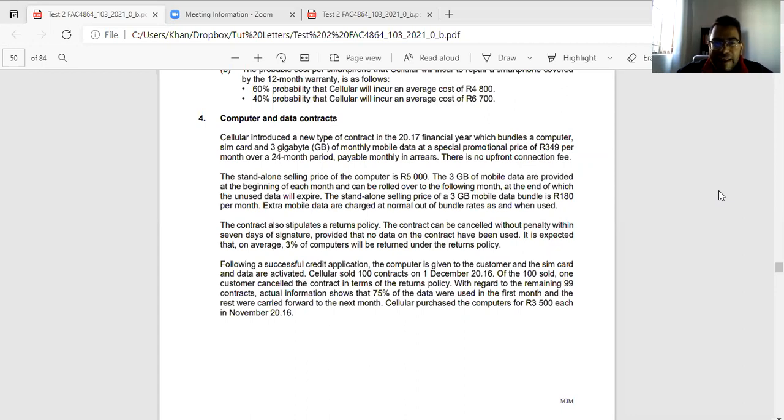So they say the 3 gigabytes of mobile data provided at the beginning of each month can be rolled over to the following month, at the end of which the unused data will expire. So as you can see, it can only be used over 2 months. Any data of January that has not been used up by the end of February falls away. So therefore, by the end of February, all the revenue relating to January's data can be recognized.